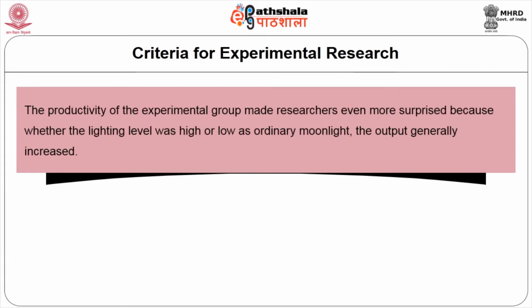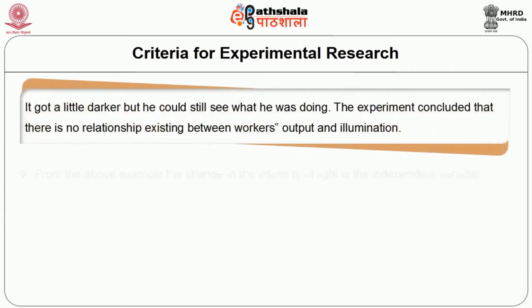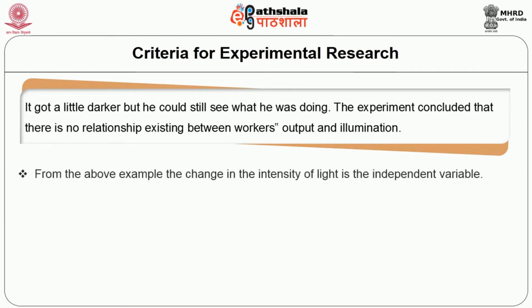Additionally, the productivity of the experimental group made researchers even more surprised, because whether the lighting level was high or low, as low as the moonlight, the output generally increased. One of the employees who were in the experiment was asked to inform about the study. He said that the environment wasn't that bad. It got a little darker, but he could still see what he was doing. The experiment concluded that there is no relationship between workers' output and illumination.